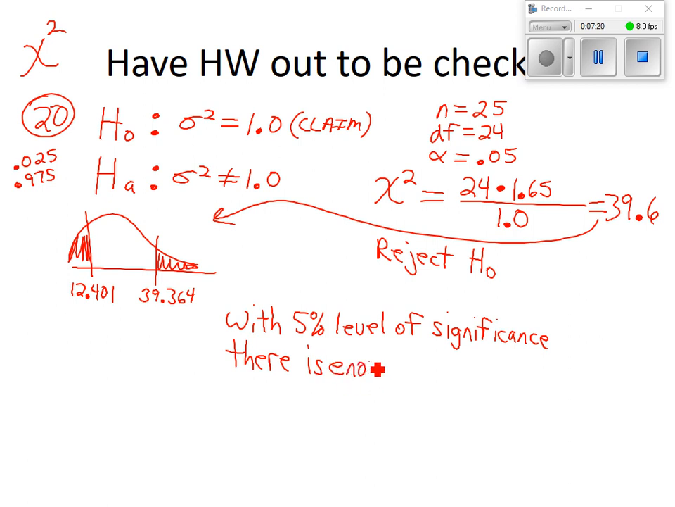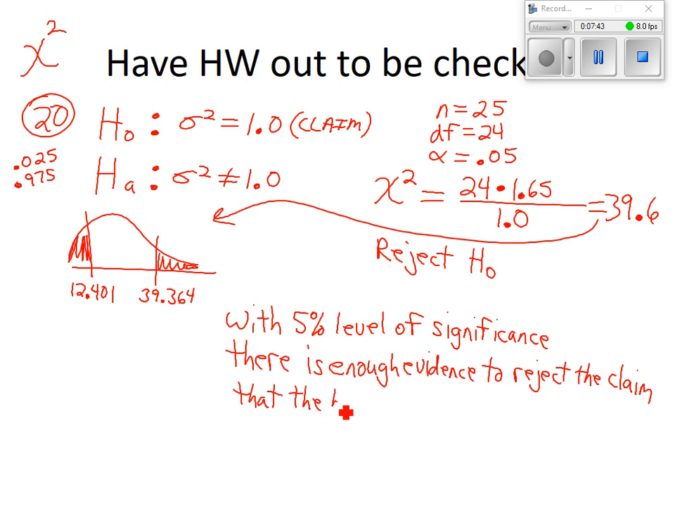There is enough evidence to reject the claim. Then the third thing, tie it to the problem, the hybrid variance, gas mileage is 1.0.